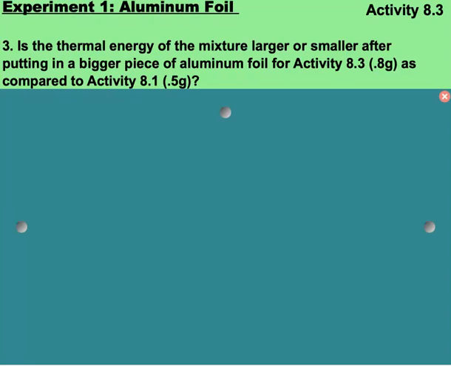Now for the third question, well, that was the third question. Now for the fourth question, if there was more thermal energy when more aluminum was added, where does the additional thermal energy come from? If there was not more thermal energy with more aluminum, why did the thermal energy not change? So go ahead and answer question 4.